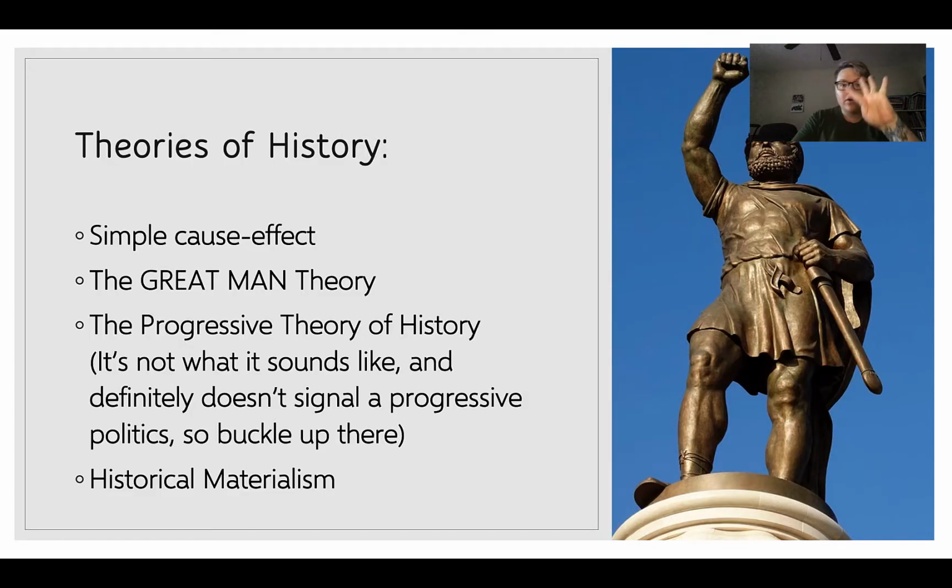So, four theories of history that we're going to talk about. I'm not going to say that those are the only four. That's certainly not the case, but these are big ones. There's a simple cause and effect, which tends to paint history as a very linear process where this thing caused that thing. There's the great man theory, which is essentially that there are a sprinkling of extraordinary men without whom history just would not look the same.